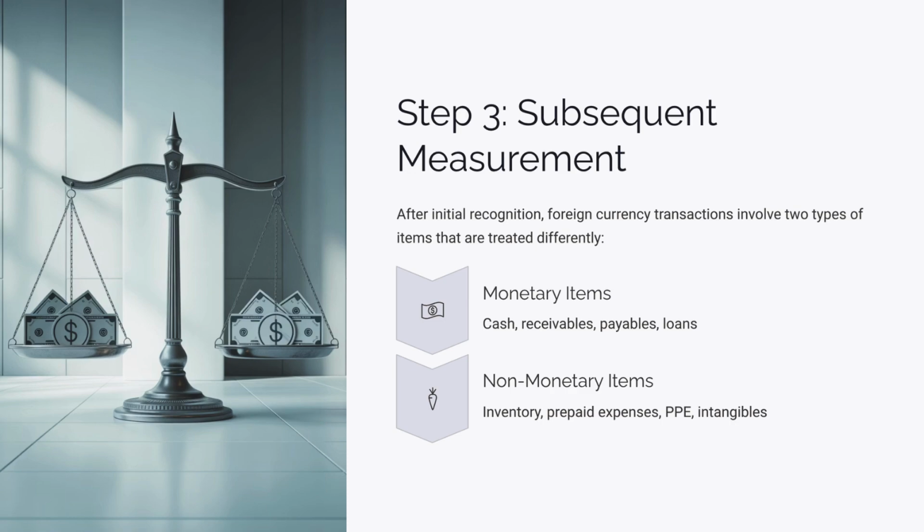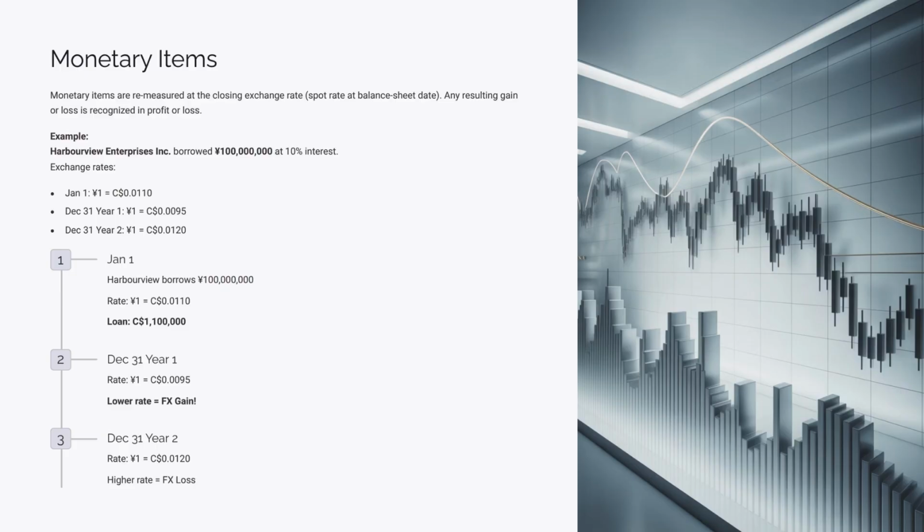Now comes the tricky part. What happens after initial recognition? Foreign currency transactions can involve two types of items, monetary and non-monetary. Monetary items are things that will be received or paid in a fixed amount of currency, like cash, receivables, payables, loans. These are remeasured at the closing exchange rate, the spot rate at the balance sheet date. Any resulting gain or loss is recognized in profit or loss for that period.